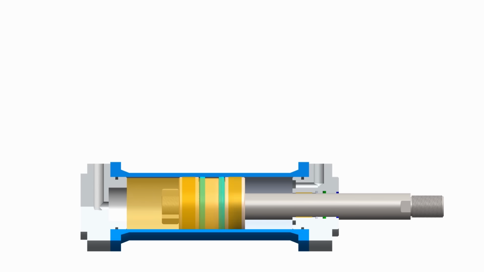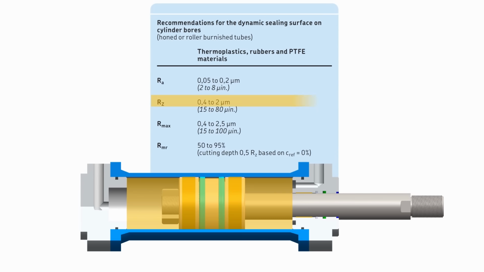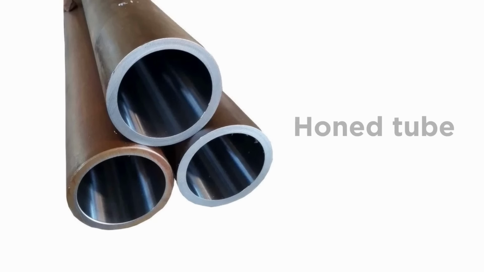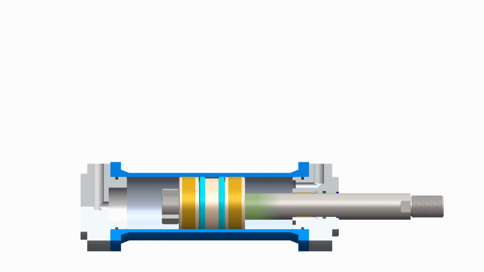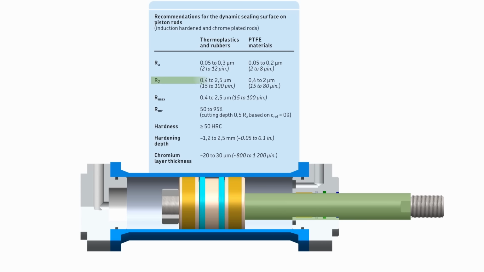So the cylinder bore surface finish should be Rz 0.4 to 2 micron, and this can be achieved by using readily available honed tube or by roller burnishing method inside the cylinder. And the surface finish over the piston rod should be 0.4 to 2 micron, and it should be induction case hardened. The hardness should be greater than 50 HRC, the hardening depth 1.2 to 2.5 mm, and it should be chrome plated with a thickness of 20 to 30 micron.